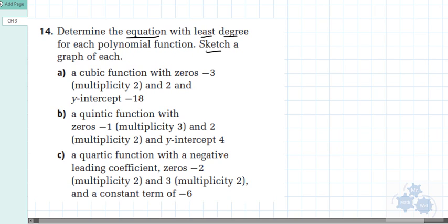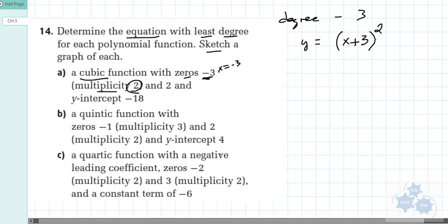And then we'll sketch. So for 14a, it says let's come up with an equation that is a cubic function. So that is degree what? 3. Now they're going to tell us about the zeros. There's a 0 at negative 3, so that's x equals negative 3. So what is that going to show up as a factor? That's going to look like x plus 3. Yes. Multiplicity of 2. What does that mean for our equation? That there's 2 of these, or this is squared. Right? So we're just building the equation given this information.